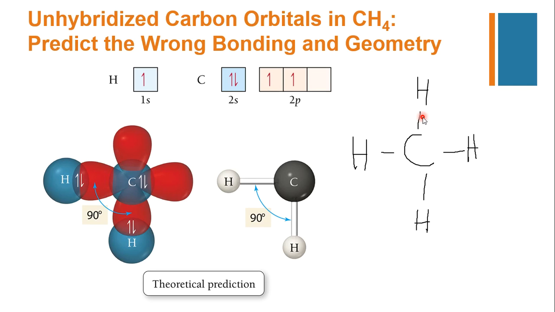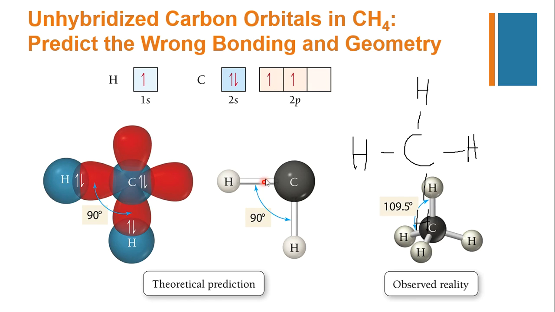So if we just keep it at face value, if we just keep it the way it is, the valence bond theory predicts that we can only make 2 bonds with this carbon atom, and that those bond angles would be 90 degrees. But when we actually study CH4, we actually study this molecule, observed reality looks something like this. It's a tetrahedral molecule with 4 bonds. So how do we go from an orbital diagram that looks like this to a model or a molecule that looks like this? Well, there's some other things going on behind the scenes here.